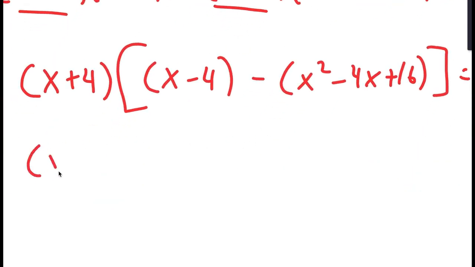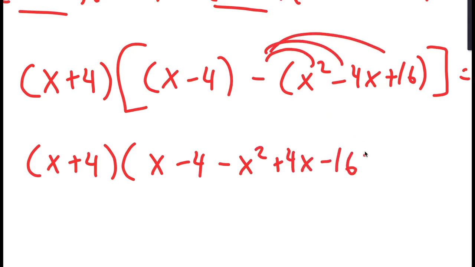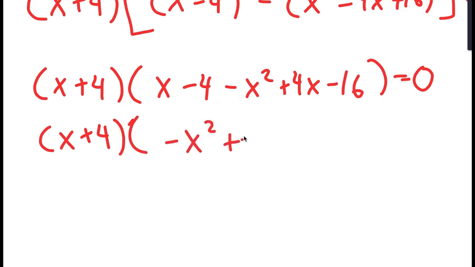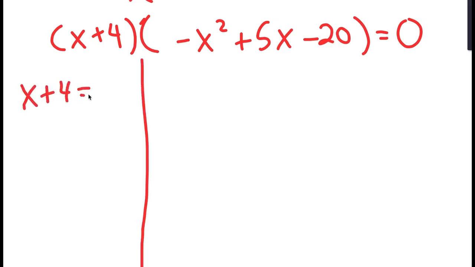Now from here, this is equal to x plus 4 times x minus 4 minus x squared plus 4x minus 16. I just distribute the negative sign, and that is equal to 0. Let's simplify this even more. I get x plus 4 times negative x squared plus 5x minus 20 is equal to 0. So I get two equations from this: x plus 4 equals 0, and negative x squared plus 5x minus 20 is equal to 0.